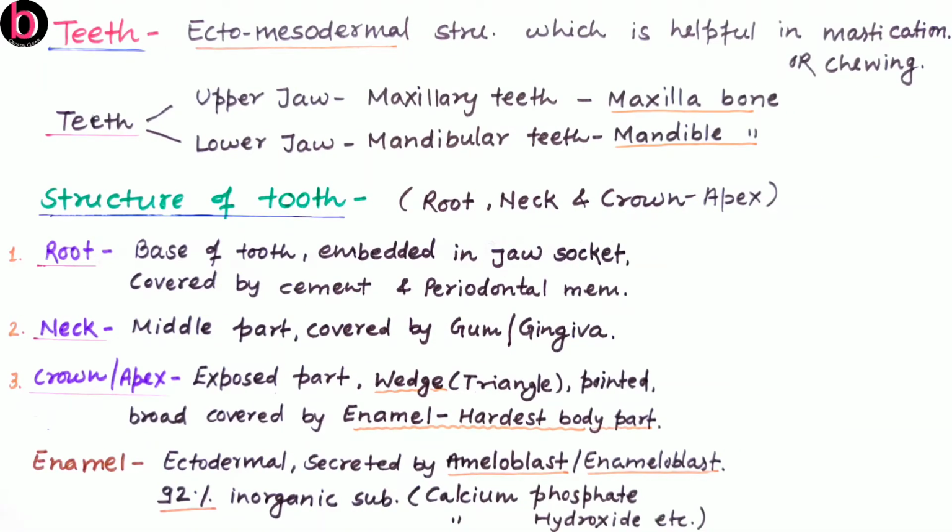Hello friends, in this video lecture we will discuss the very basics of teeth. In the previous video lecture we discussed the first part of the alimentary canal, that is the mouth, and in the mouth we discussed there are two parts, vestibule and buccal cavity. Under the buccal cavity there are three parts: palate, tongue and teeth. Up to tongue and palate we have already covered. Now here we will discuss teeth.